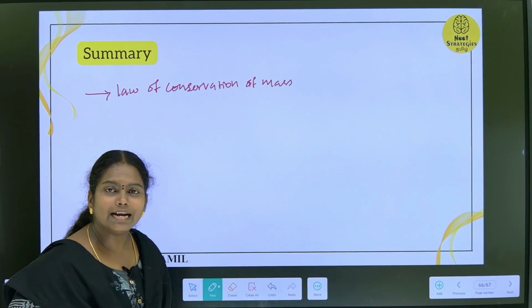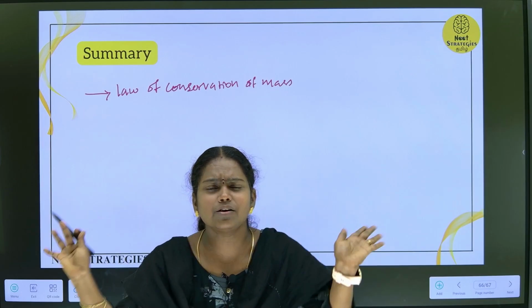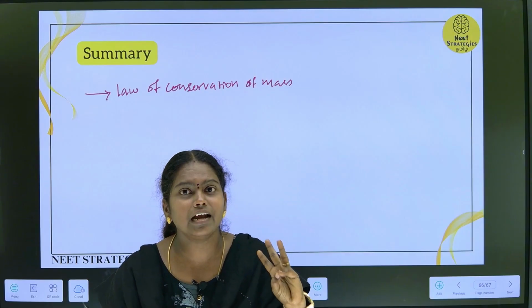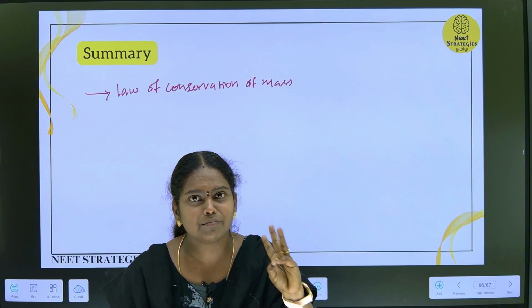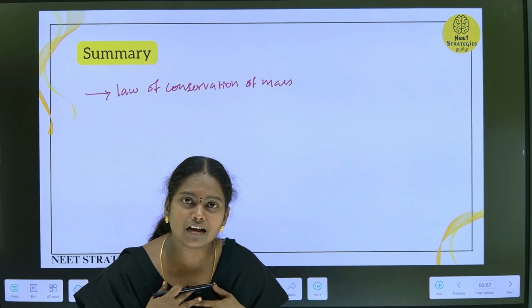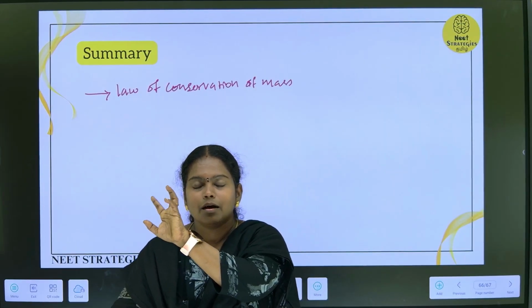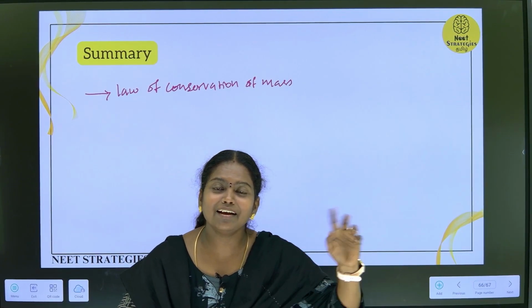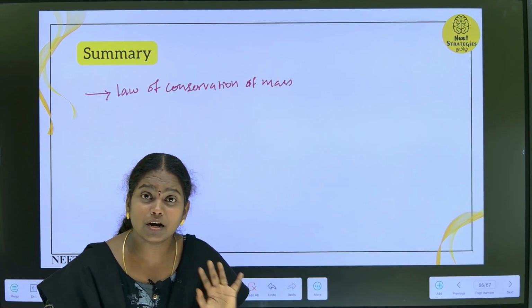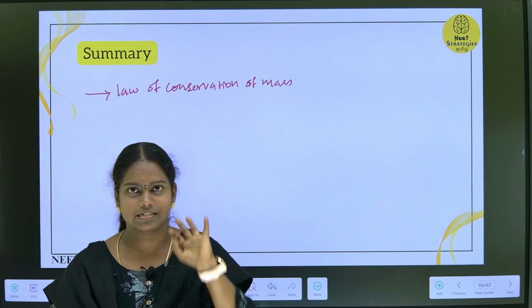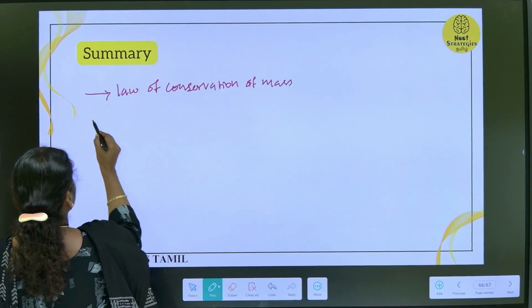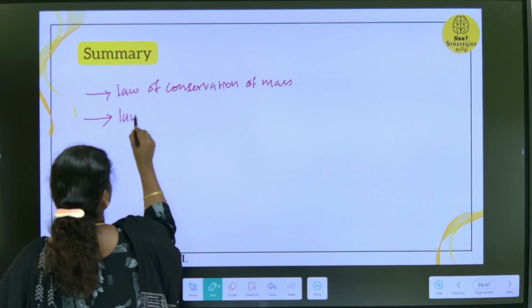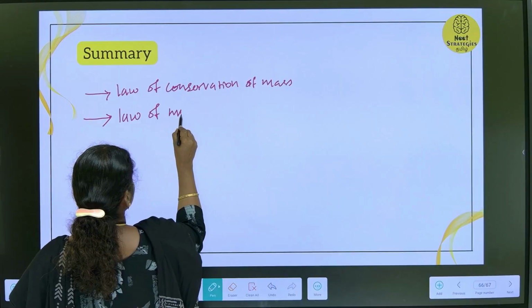What is the law of conservation of mass? The total mass of the reactants is equal to the total mass of the products. From this, the conclusion we took is that atoms cannot be created nor destroyed. This is the first law. The second law is the law of multiple proportions.